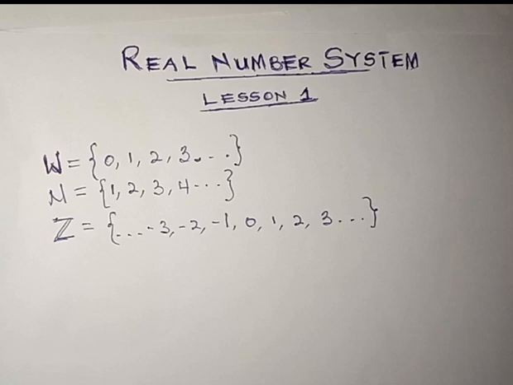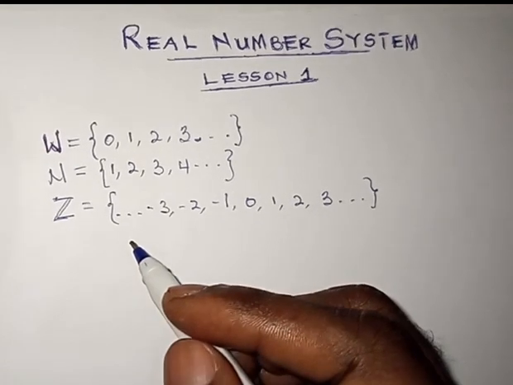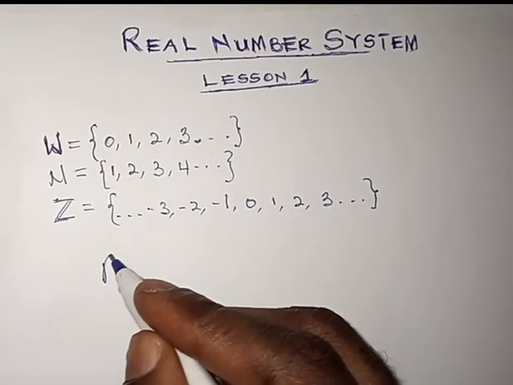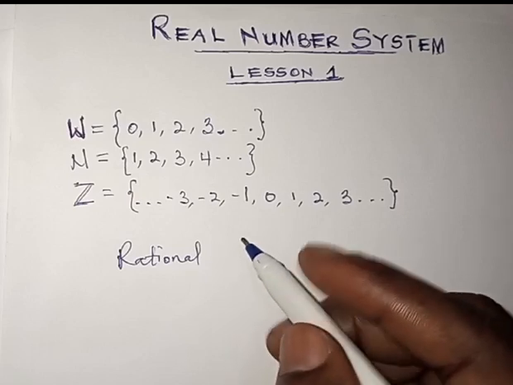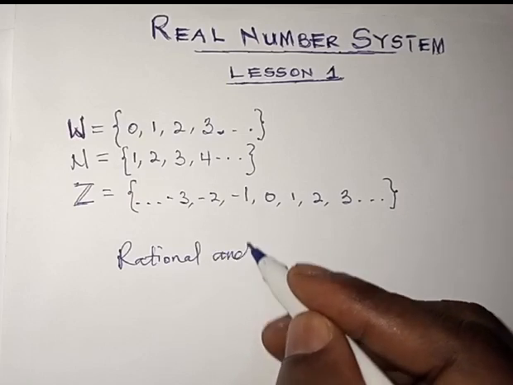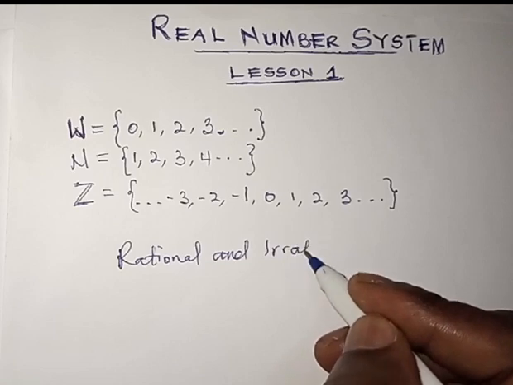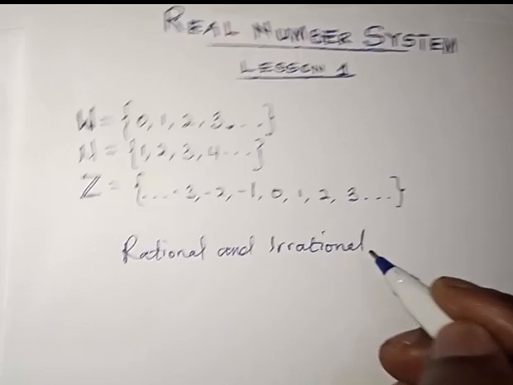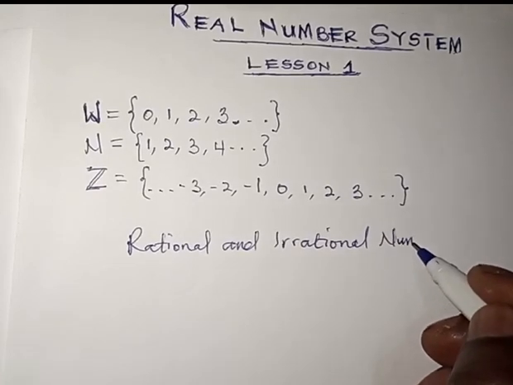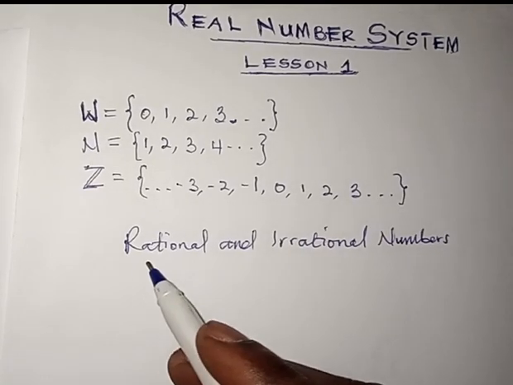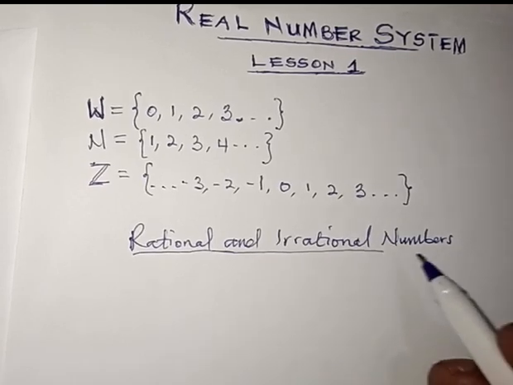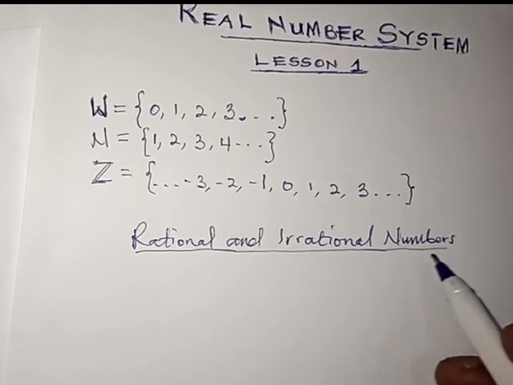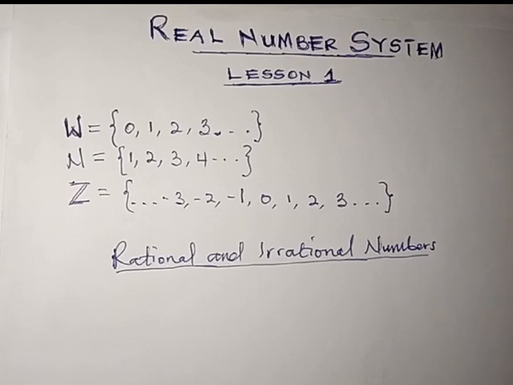Okay. All right. Now we also talked about rational numbers and irrational numbers. But today our topic is going to focus on these two numbers. That is what? Rational numbers and irrational numbers. Good. So our topic for today, or our lesson, is going to focus on these two sets of numbers.